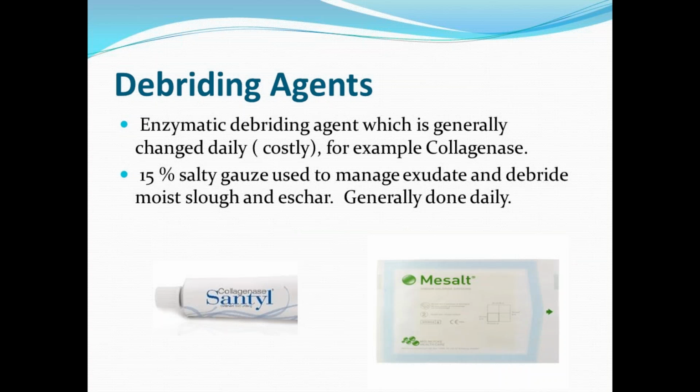Debriding agents, we talked about needing to debride wounds. The best thing is to get those wounds out to surgeons and get the dead tissue cut out. But if you have a little bit of slough or eschar that is unable to be surgically debrided, here are 2 products that are great. Santyl needs to go on, you need to hear this because this is how this product goes on, nickel thick with a moist saline dressing over it, generally done daily. The same with Mesalt. Mesalt is a 15% salt gauze. It debrides moist slough, not dry slough, but moist slough really, really nicely.